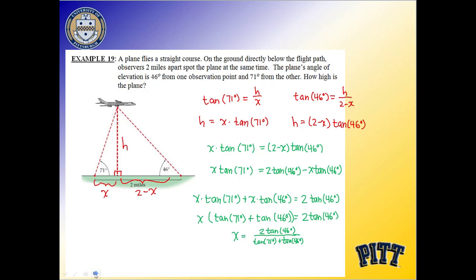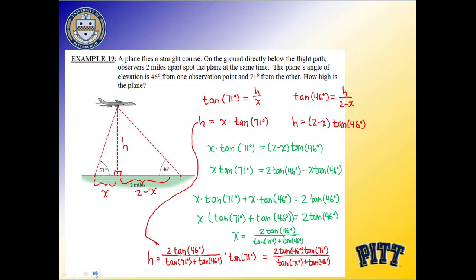That whole mess is what x would equal. Okay, I'm going to go back to the first equation I got, for h, and say that h is going to be x times the tangent of 71 degrees, and now I know that x equals that whole quantity I just came up with.